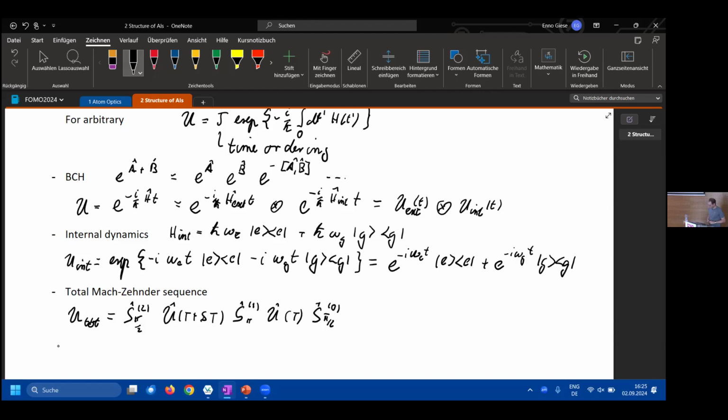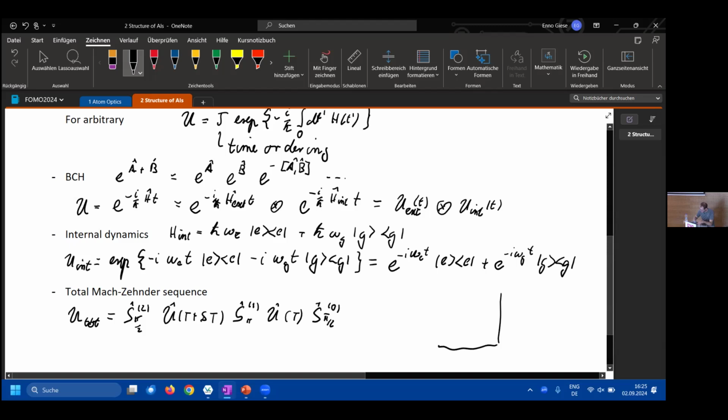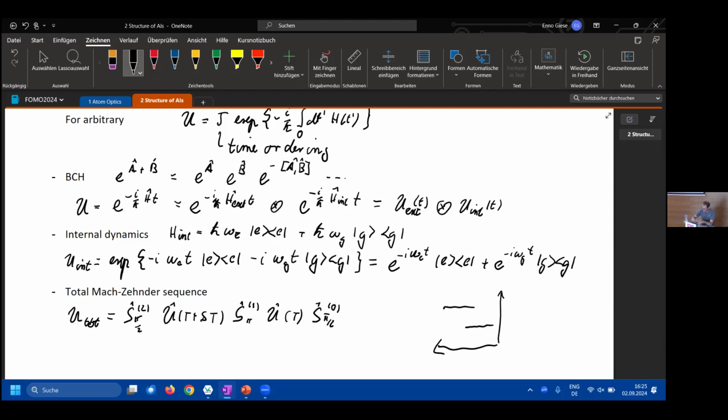Okay, so now the point is, when we look at the space-time diagram that we had before, having here the ground state, and here the ground state, and the excited state, we see that we have two exit ports at the end of our interferometer. One is defined by atoms in the ground state, and the other one that drifts away, the blue one, is defined by atoms in the excited state.